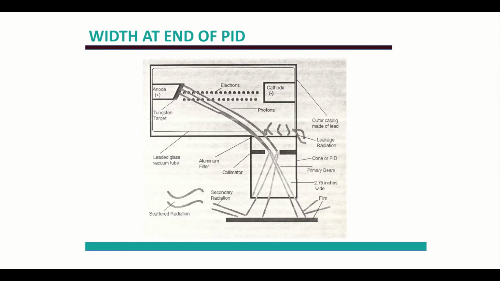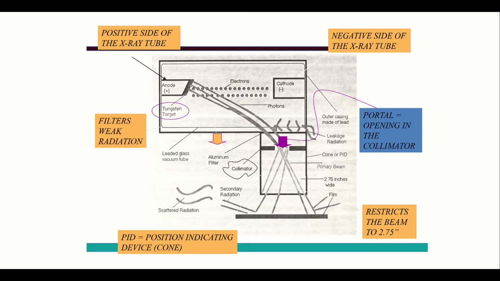The width of the opening of the collimator is directly proportional to the length of your cone, or the PID, so that by the time the radiation hits the end of the cone, it is 2.75 inches wide. And make sure that you know that the PID, or the cone, is properly called the PID, position indicating device. That's this part right here that's aimed at the patient.